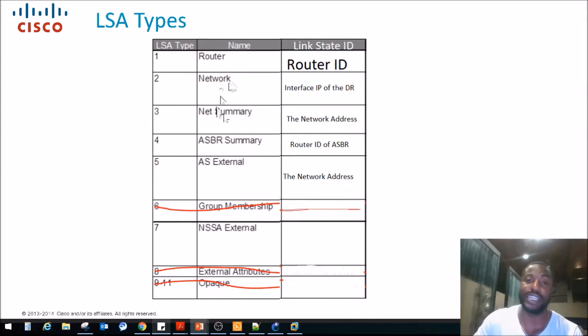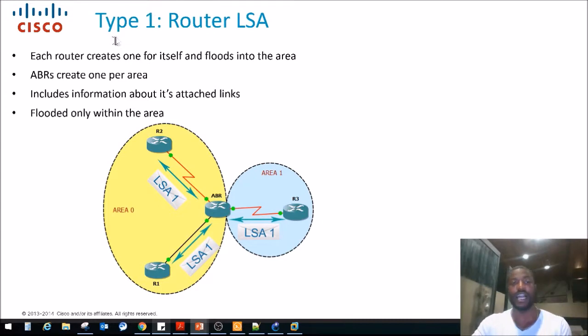So we're going to break these down one by one, and we're going to fire up GNS3 and see what they look like. As you can see here, there's type 1, the link state ID, which is identified by the router ID of a router. We just need to run show ip ospf database. That is the command to see these LSA types. LSA type 1 is called a router LSA. Simple enough. Each router creates one for itself.